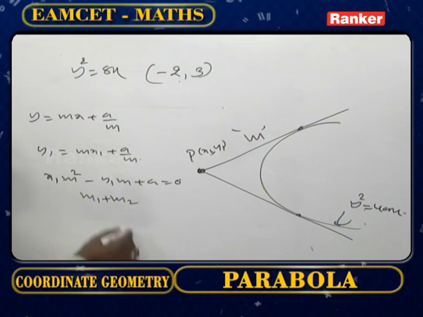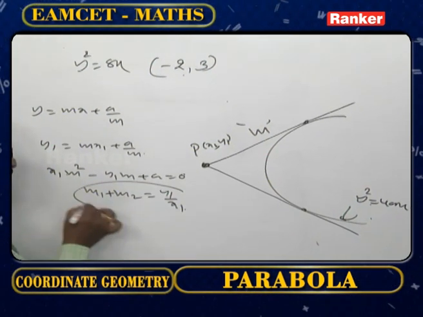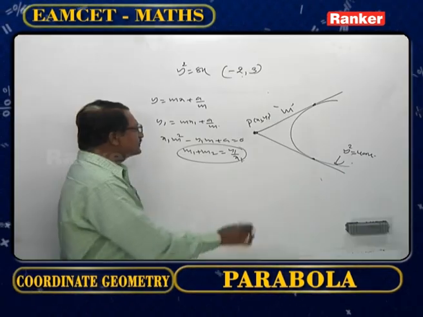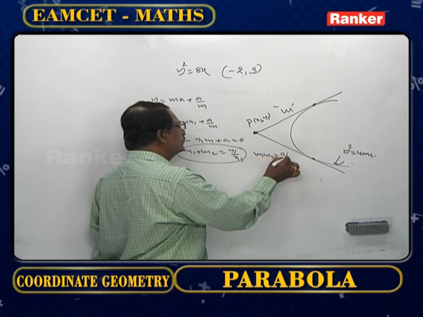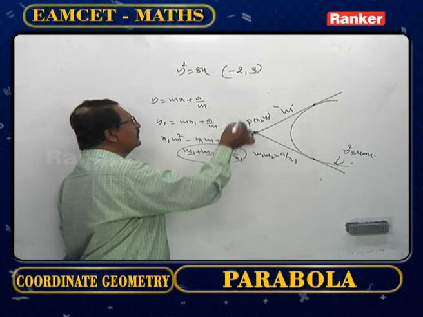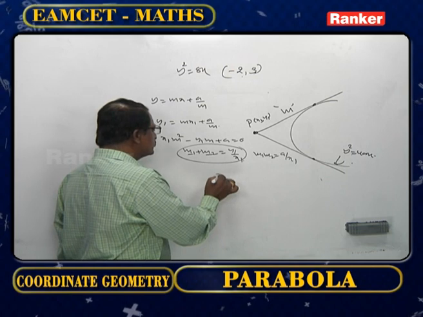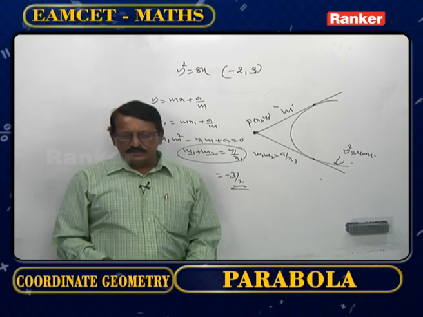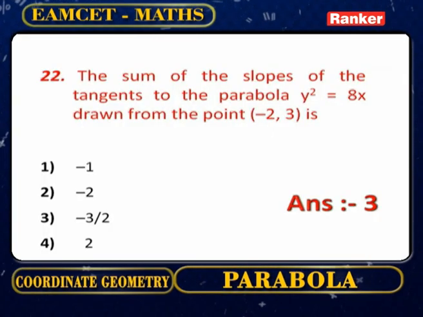The sum of slopes, that is the sum of roots of this equation, equals y1 by x1. Similarly, the product of roots, or product of slopes, equals a by x1. So the sum of slopes equals the y coordinate of the given point by the x coordinate of the given point, which equals minus 3 by 2. Minus 3 by 2, third option.